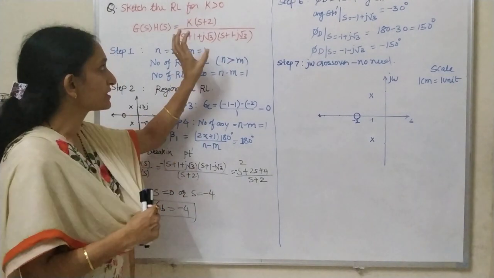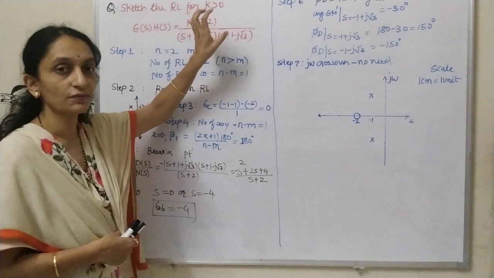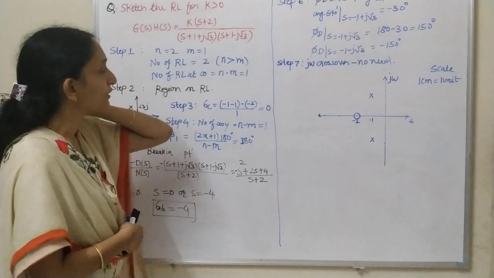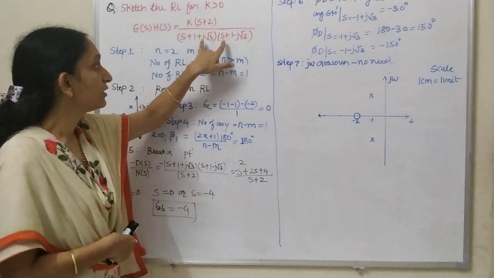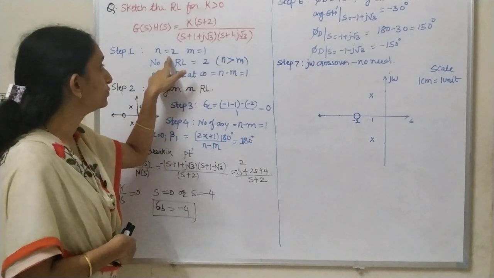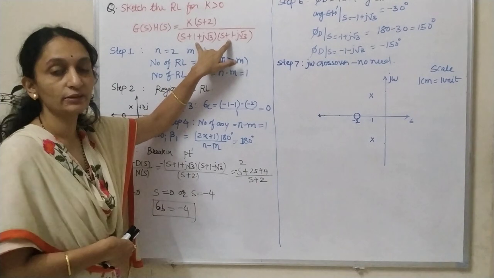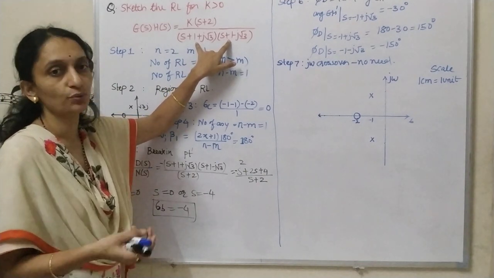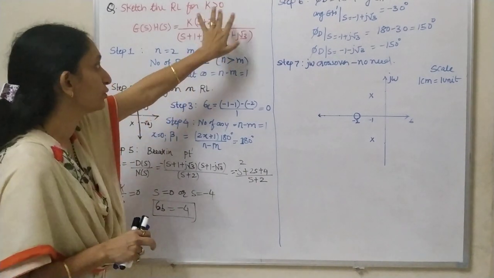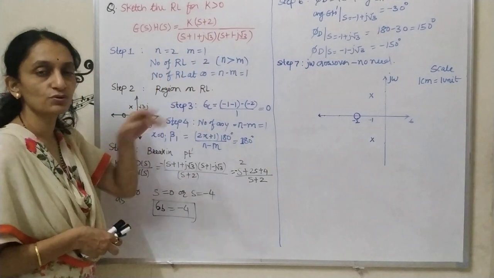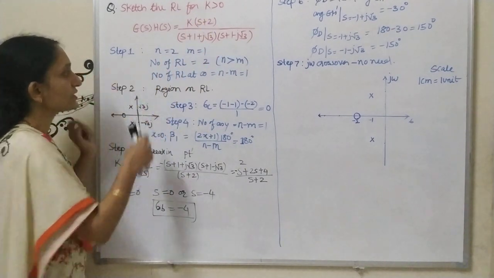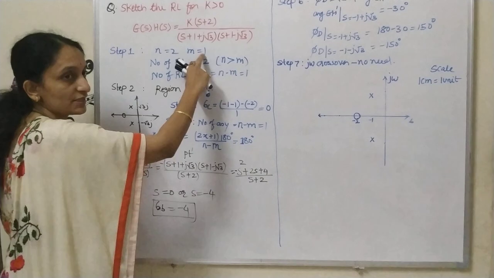Just looking at the transfer function, I can calculate the number of steps. Here the number of poles is equal to 2, and the number of zeros is equal to 1. Complex conjugate poles are there, so we know that we need to calculate phi d. The zero is actually a real zero, so no need to calculate phi. So here, n is equal to 2, m is equal to 1.